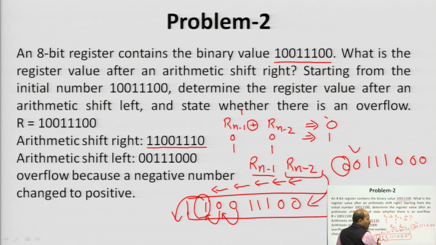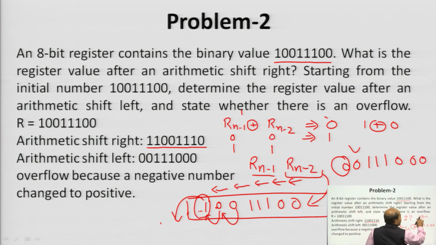In this particular case, after shifting towards left, this sign bit is changed. Initially it was 1 and after shift operation it becomes 0. So, that means Rn minus 1 bit is reversed. We have to check this Rn minus 1 XOR with Rn minus 2. These two bits are different, so 1 XOR 0 is equal to 1. That is why in this particular case the overflow will occur, because the negative number will become a positive number after performing arithmetic shift left operation.